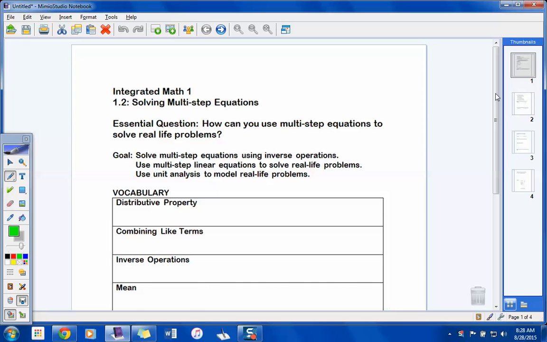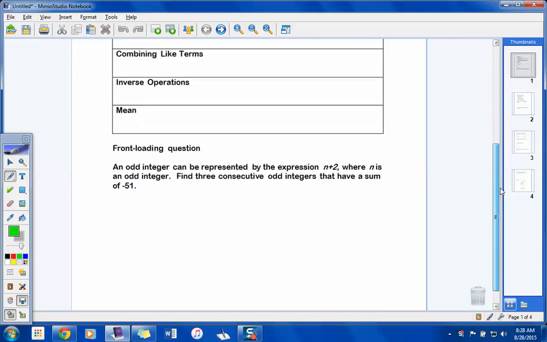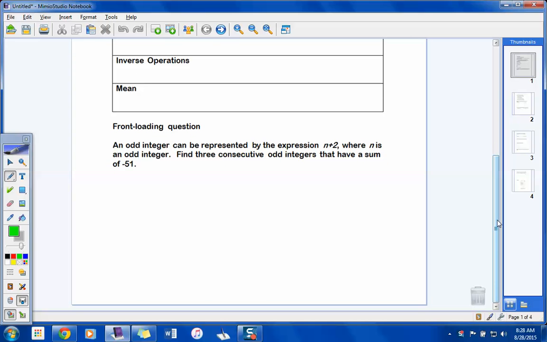So we got through the first page yesterday, is that correct, gang? And we started with this question right here. Who was my group that got this right yesterday? Nolan here and Dylan. Okay. What do we say the values were to this? Did we say negative 15, negative 17, negative 19?